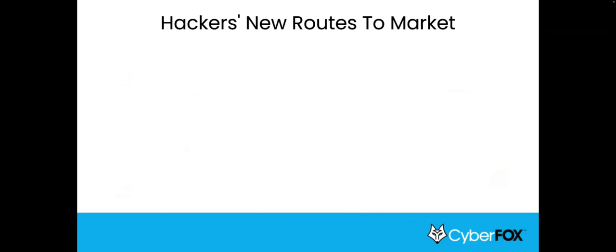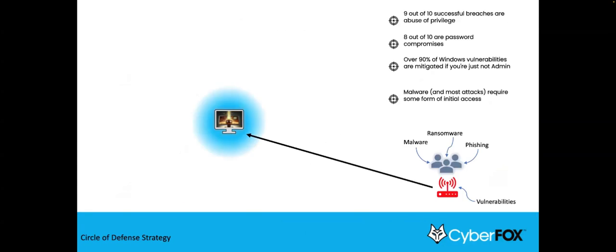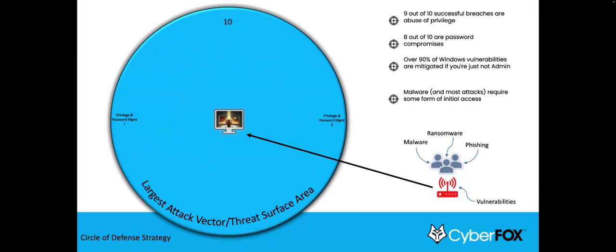All right, and so it's another slide that I want to get to right here, this one. There are a number of layers of defense, and the primary, largest threat vector, the biggest threat surface area, is attacks against privilege and passwords. They make up the majority of attempts that actually happen.